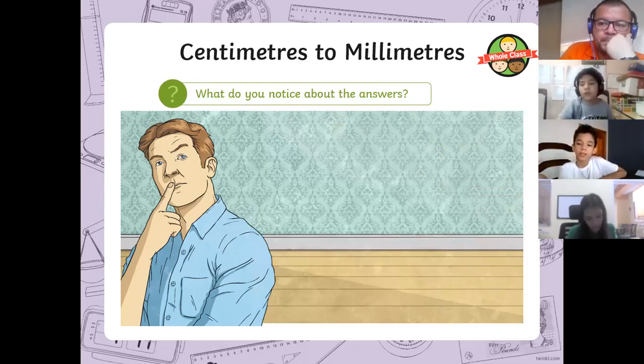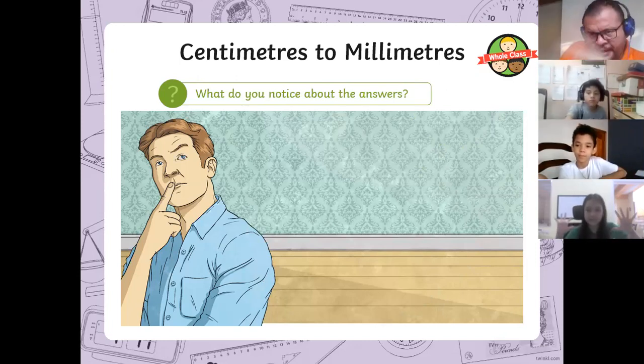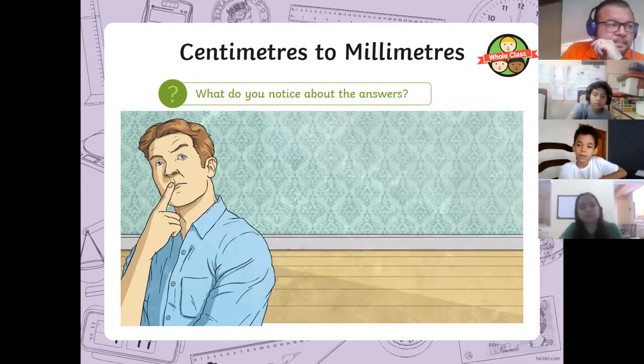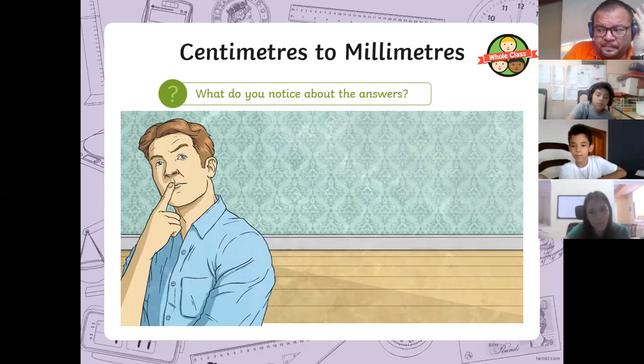That the number is just multiplied by 10. Give me only one, then continue with the other. What do you notice about the answers? That the number is just multiplied by 10. That is one. What else?